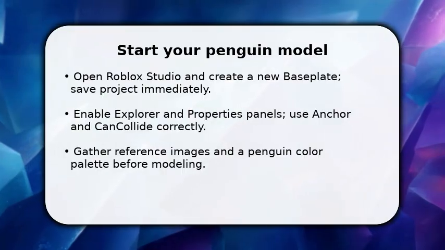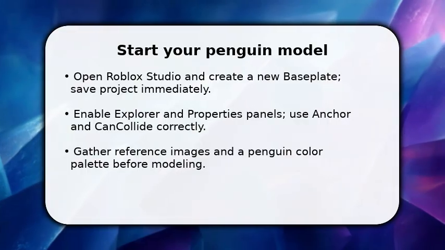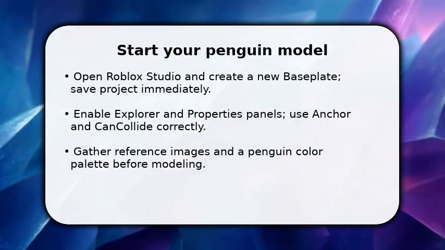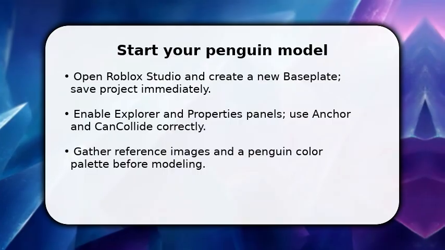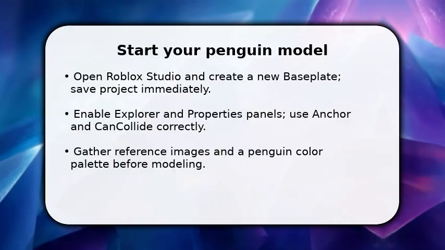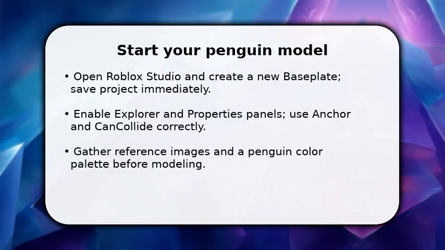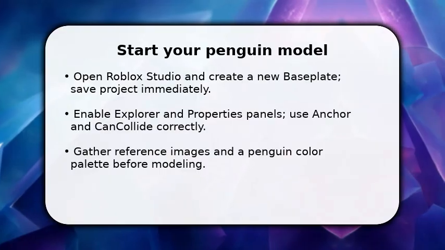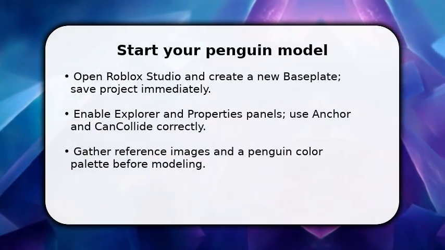You start by opening Roblox Studio and creating a new base plate, then save with a clear name. Once done, enable Explorer and Properties so you can see parts and settings. Make sure Anchor and Can Collide defaults are understood. You should collect 2-3 reference images and pick simple colors now, because visual direction speeds decisions.